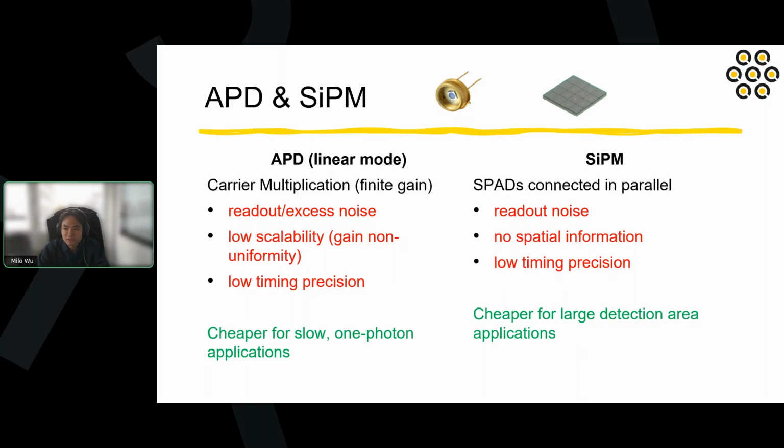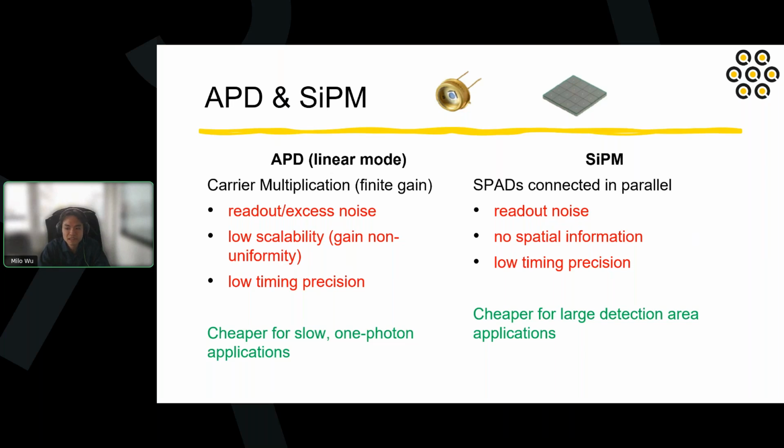For SiPM, it's basically SPADs connected in parallel. So you will have readout noise at the end, but you will not have spatial information because they're all connected in parallel. So you have one output, and it has low timing precision.